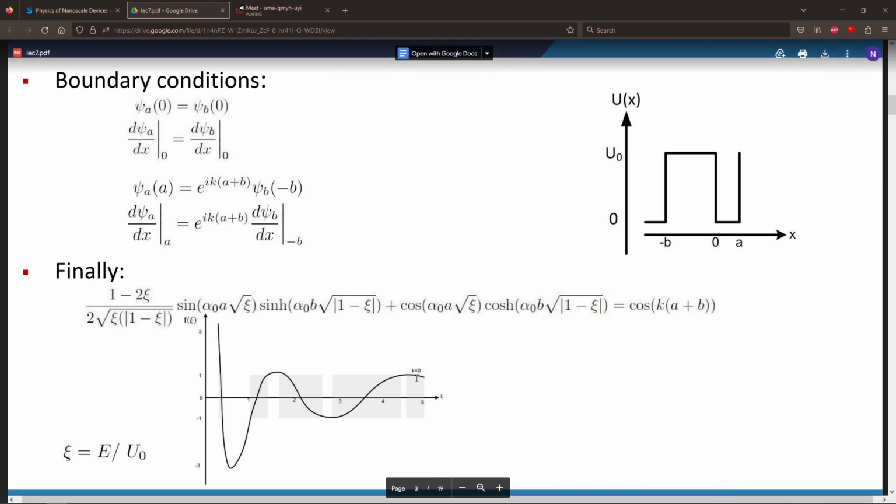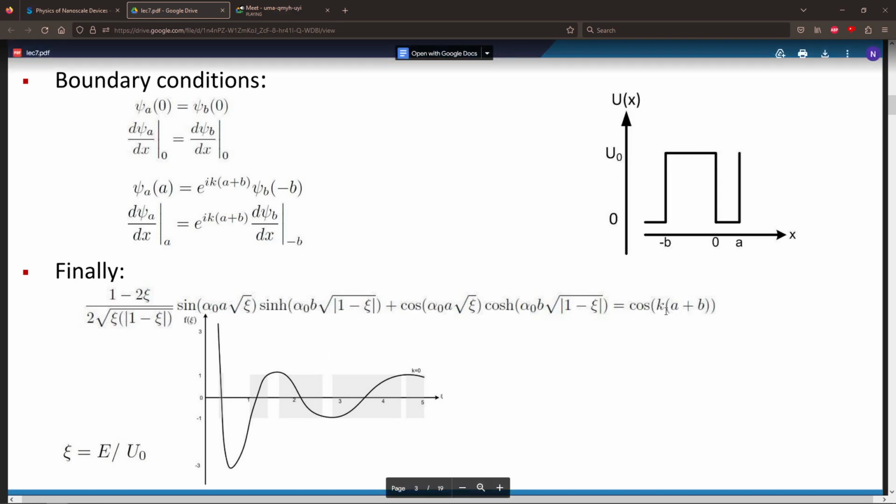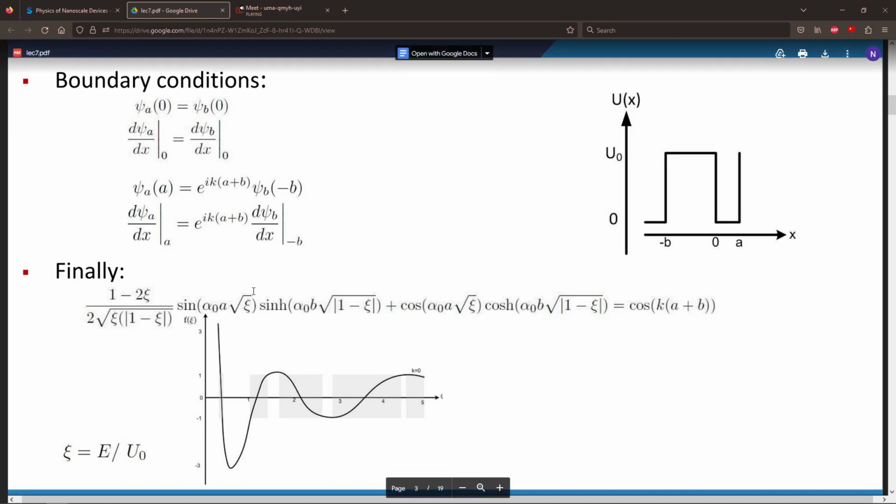As I was saying before, let me repeat. The aim of solving this equation is that we are solving for K. The solutions from this equation are the values of K, because the values of K will allow me to identify the electronic energy states. So finding K is the aim of solving this equation.